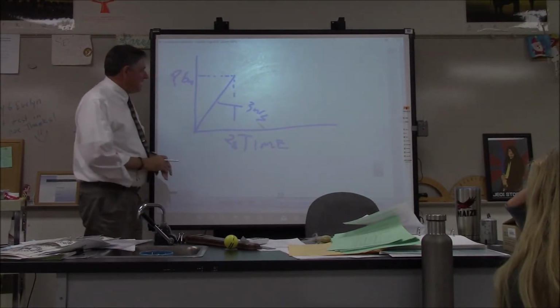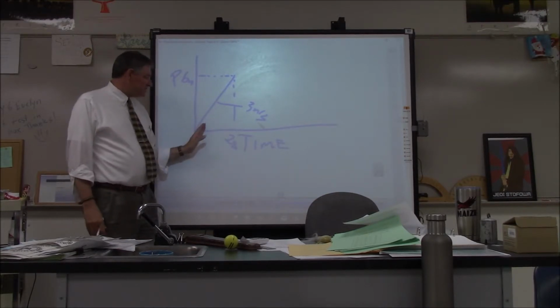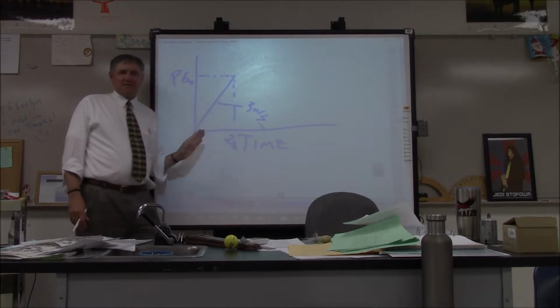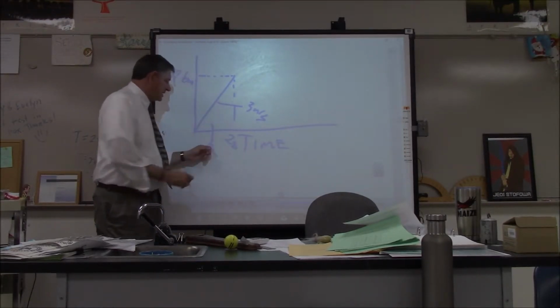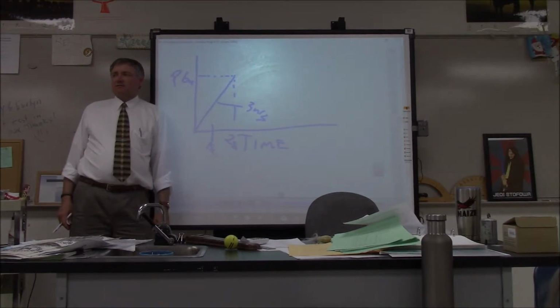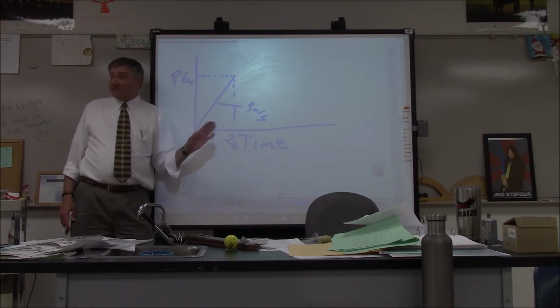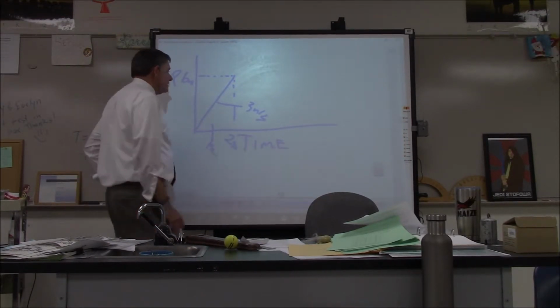Okay? Now, here's the question. Does it make any difference which point in time I pick to determine the velocity of the cart? In other words, is the velocity the same at 1 second as it is at 2 seconds? Yes. Why? Because it's constant. The slope isn't changing, right? It's not going to change.